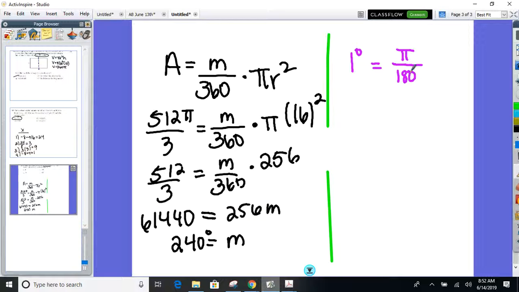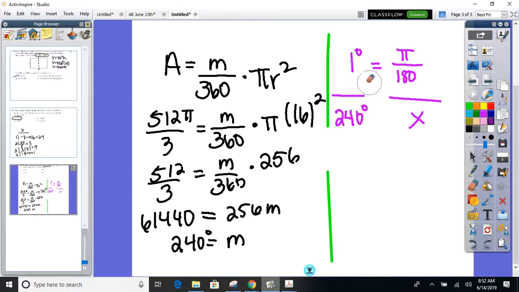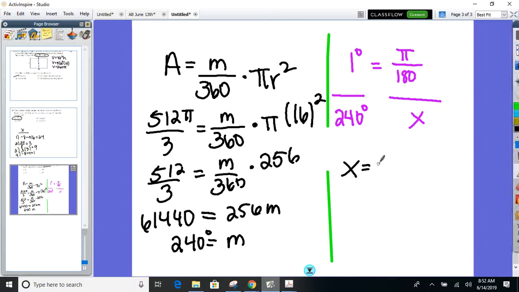So if you want, you can make a proportion out of this. 1 degree equals pi over 180. How many degrees do I have? 240. And I want to know how many radians that is. Everyone take a look at what we've just created up here. There's the conversion off the formula sheet. Degrees stay with degrees. Radians stay with radians. Everyone all right? So I end up with here, x equals, what are the two things you got to multiply? 240 times pi over 180.